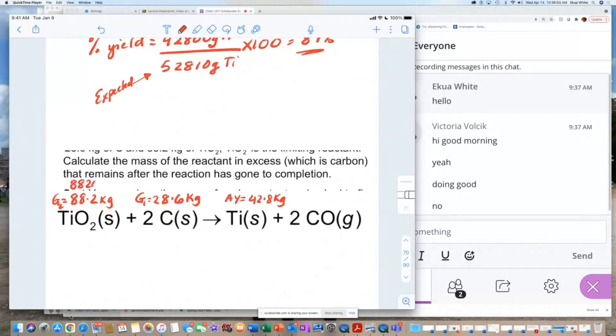So 88200 grams, 28600 grams. Okay. Because the conversions that we do don't work with kilograms, they work with grams.